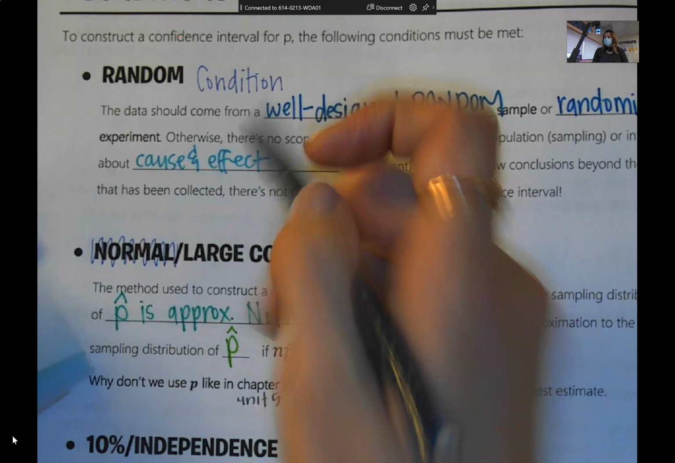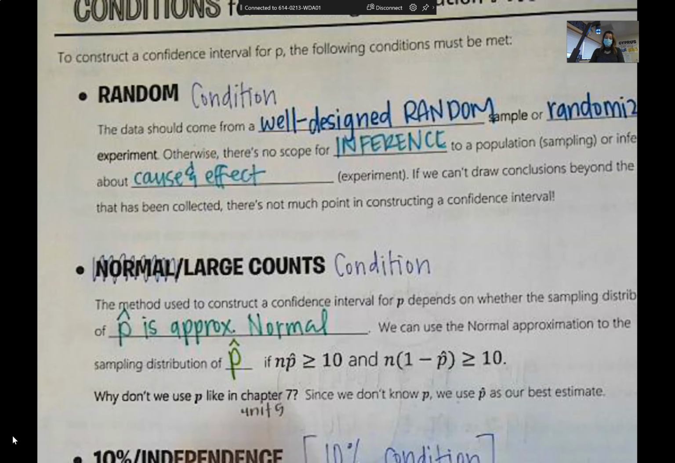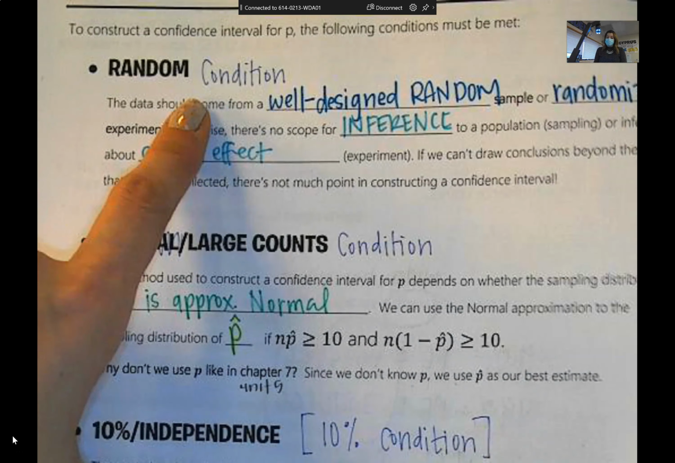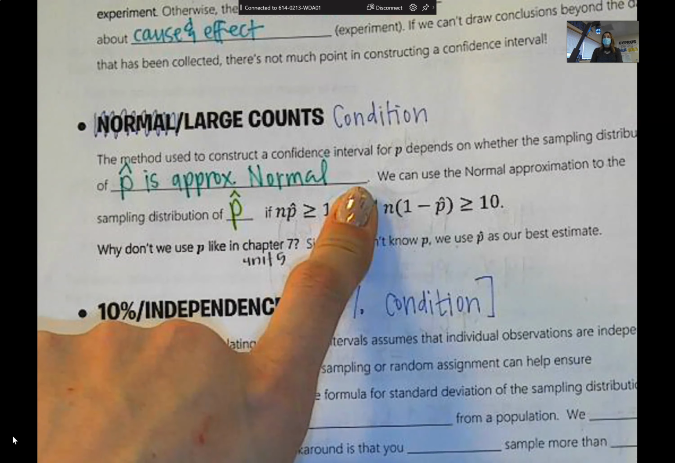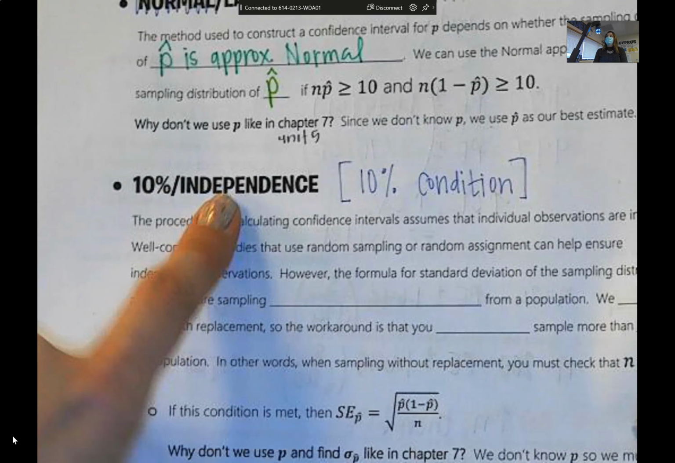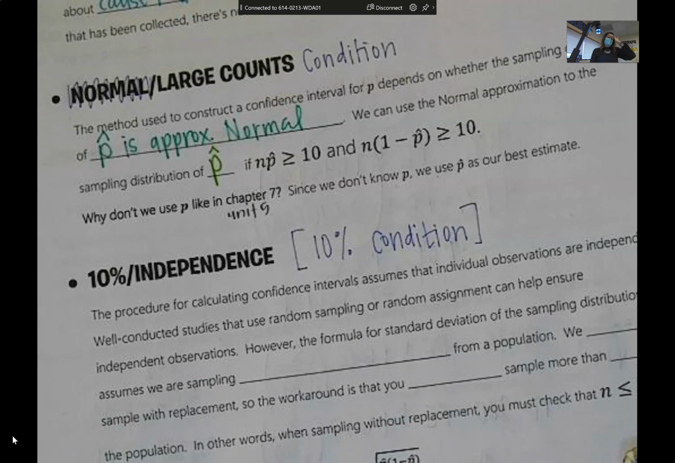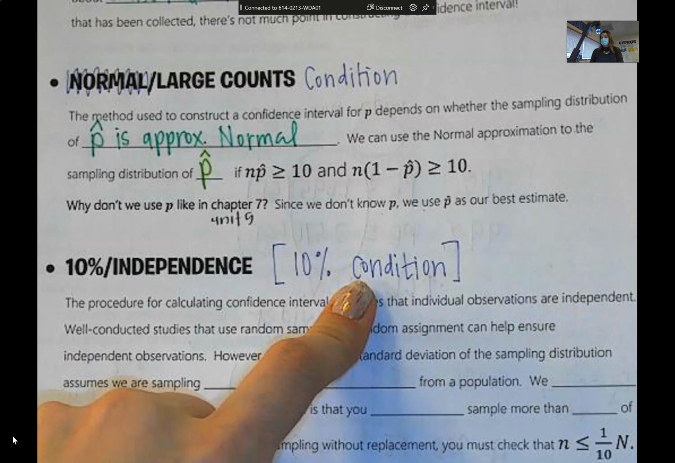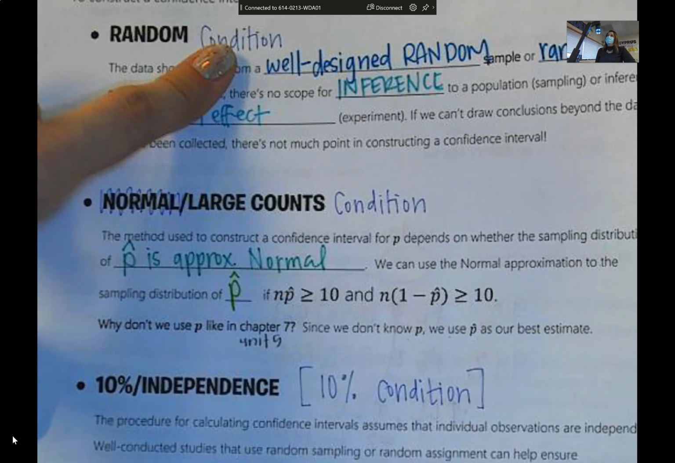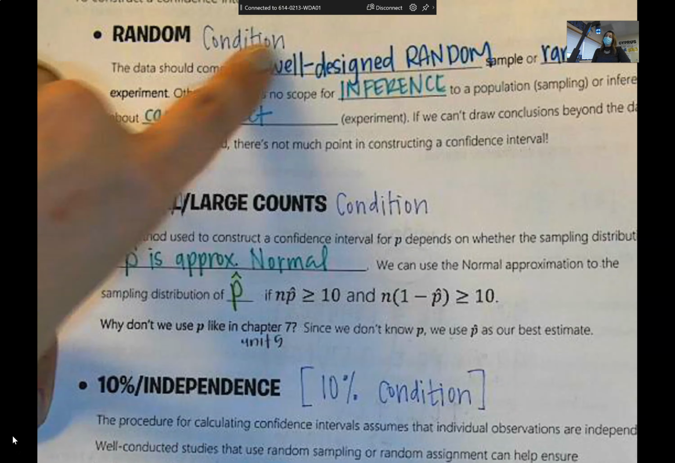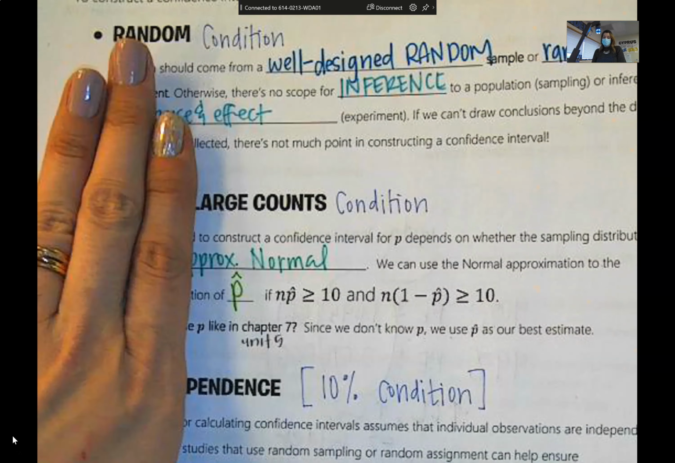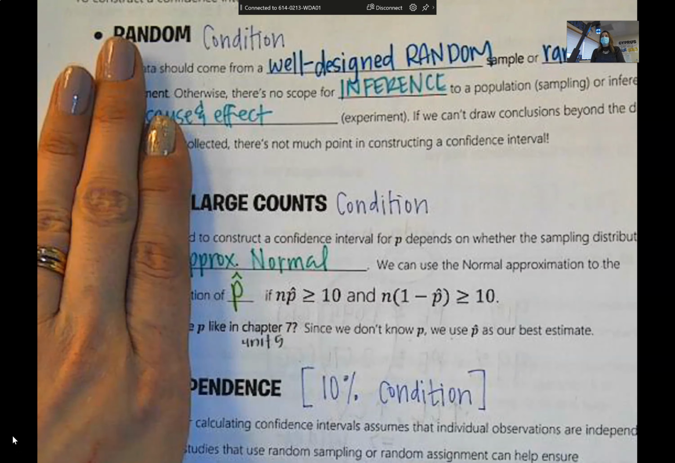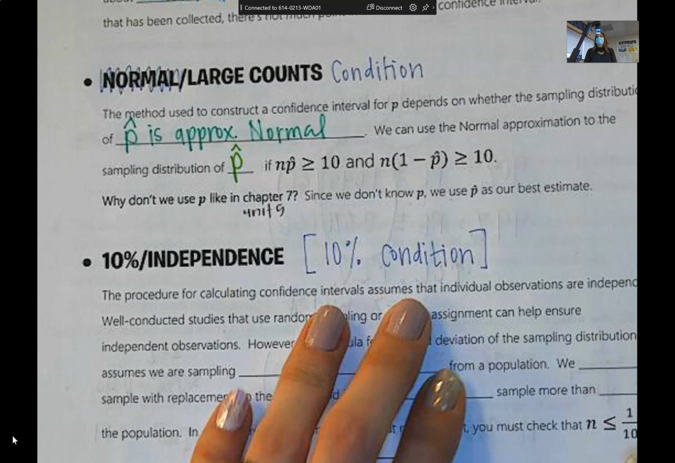So it has to be random so that we can make the claim about the population. We have to have large counts so that we can use a z critical score or a z critical value. And then the last thing is your sample has to be less than or equal to 10%. So this first one is called the random condition. Write that in if you didn't. The first one is the random condition. The second one is just the large counts condition. And now this third one is referred to as the 10% condition.